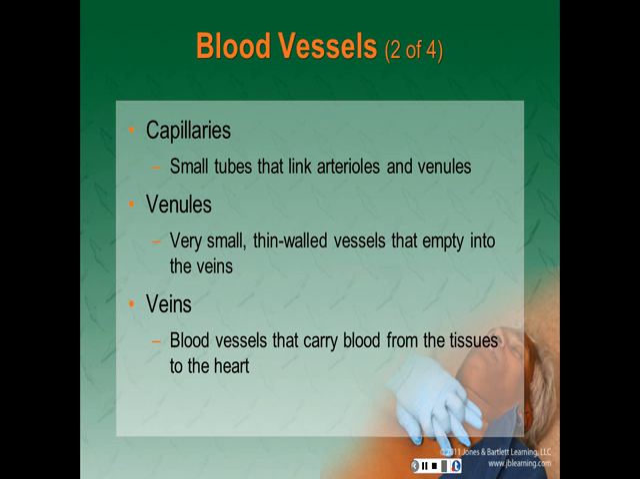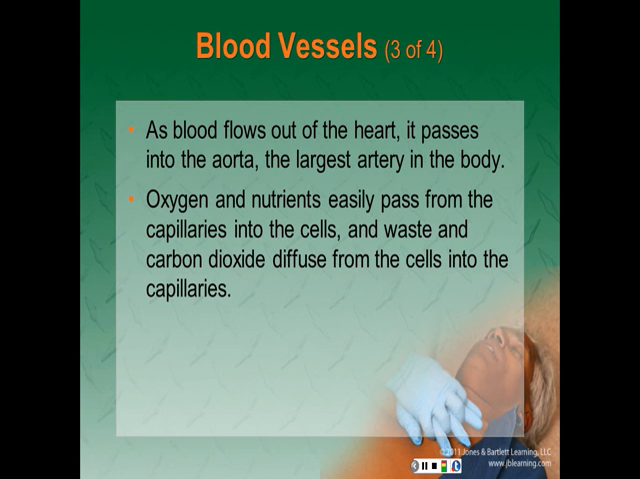As blood flows out of the heart, it passes into the aorta, the largest artery of the body. Oxygen and nutrients easily pass from the capillaries into the cells, and waste and carbon dioxide diffuse from the cells into the capillaries. This transportation system allows the body to rid itself of waste products.